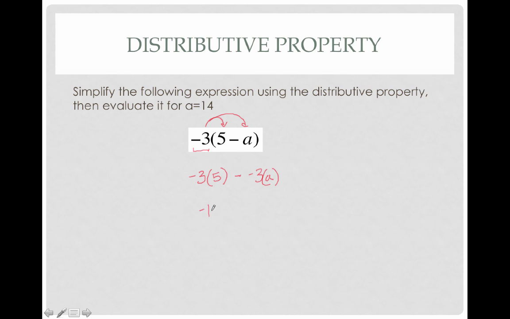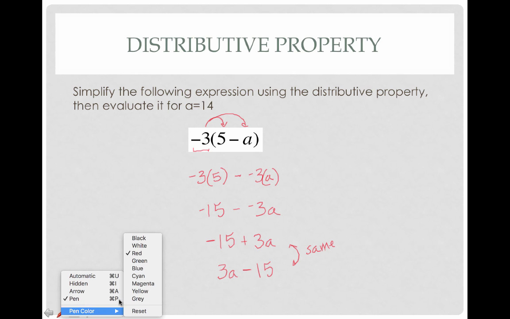-3 times 5 is -15 minus -3a. And we have two negative signs. Subtracting a negative, I can change that to -15 plus 3a. And if I wanted to, I could even write the variable term first and change it to 3a minus 15. These are the same thing. When you're adding, it doesn't matter which order you do it in. So as long as you keep this negative with the 15 and the 3a is positive, you're good to go. So there you go. There's using the distributive property to simplify the expression.